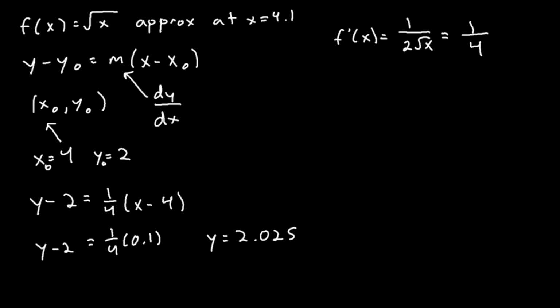But if you were to plug in the square root of 4.1 directly into the calculator, you get 2.0248. And as you can tell, these numbers are extremely similar. One uses linear approximation, and then one uses the actual function.